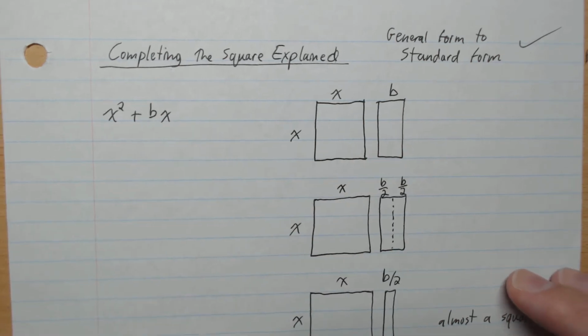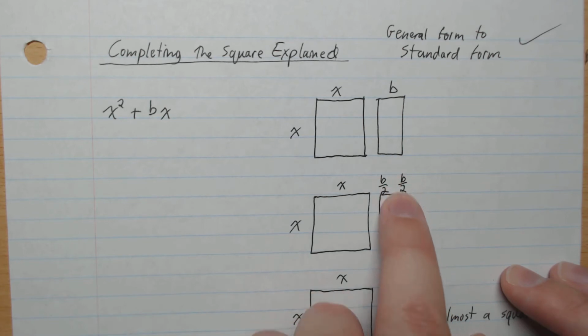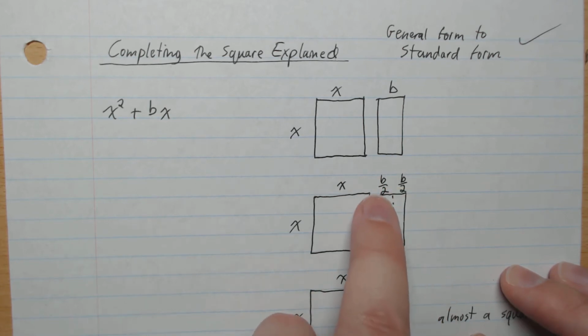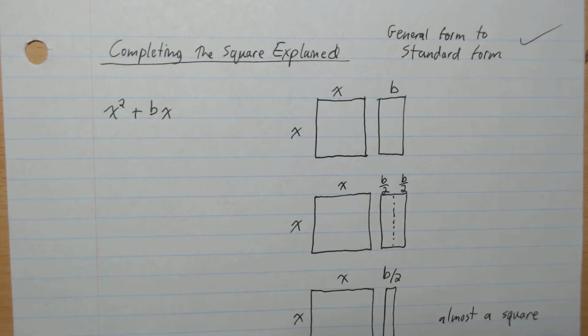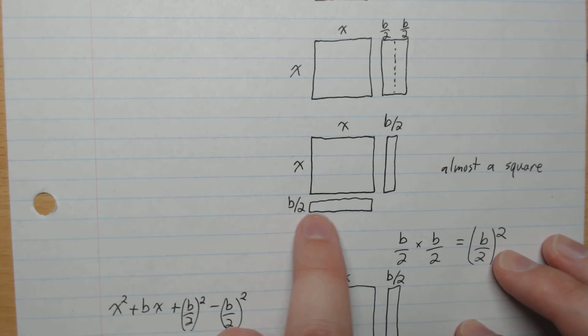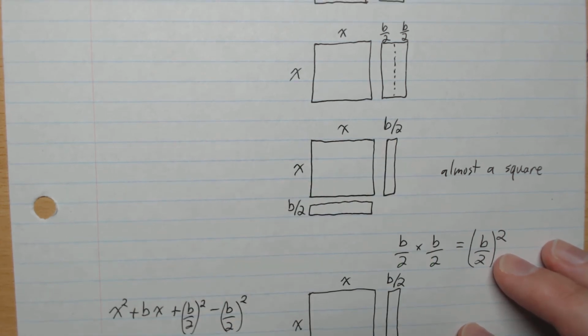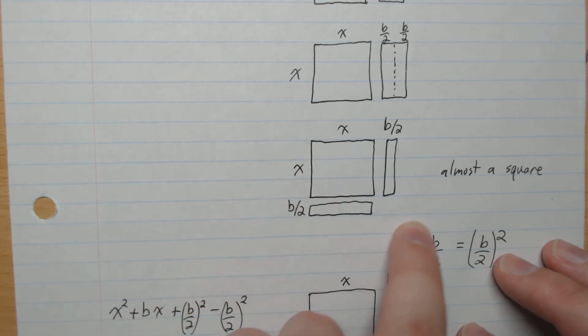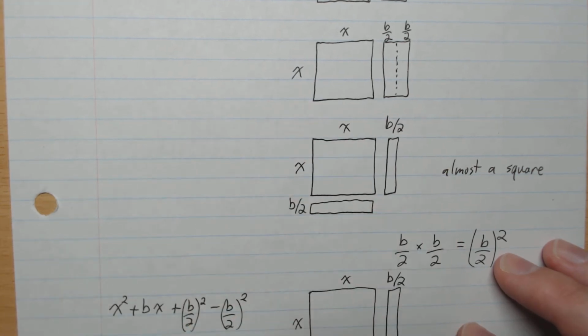And so what we're going to do is take this bx and divide it into 2. So we have b over 2 times x plus b over 2 times x, and we didn't change anything. What we're going to do is move one of these pieces over here like that. So we just rewrote it a little differently, but it's the same thing. And we see that it's almost a square. We're just missing this little piece here to get a full square like that.